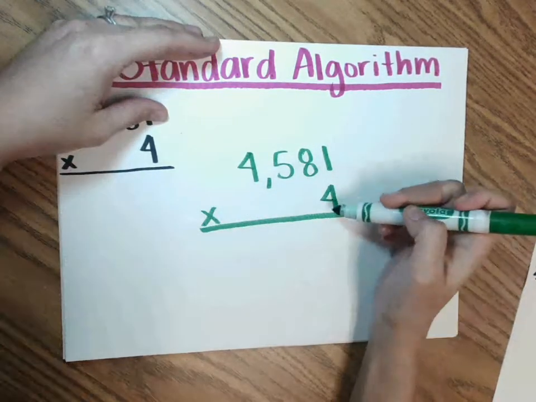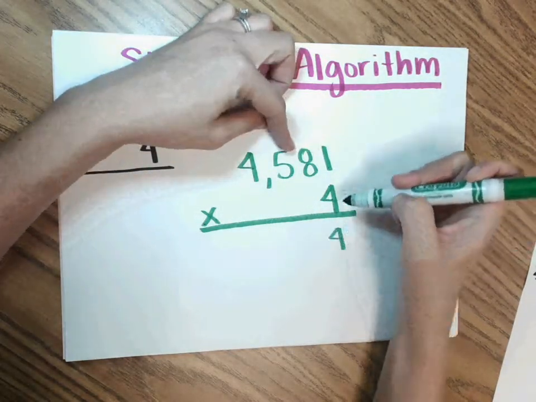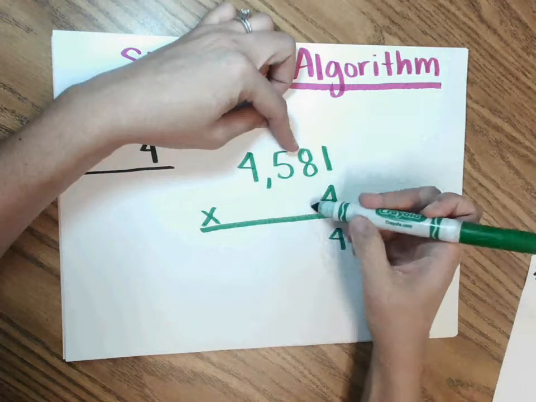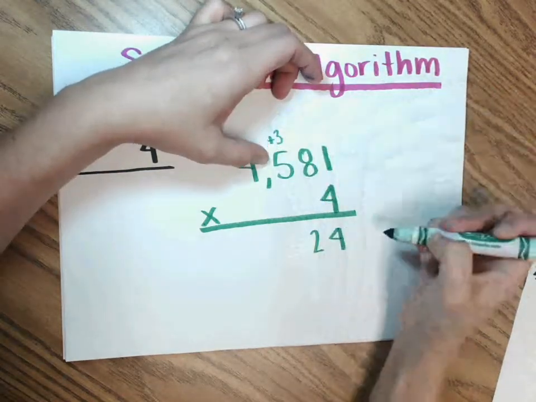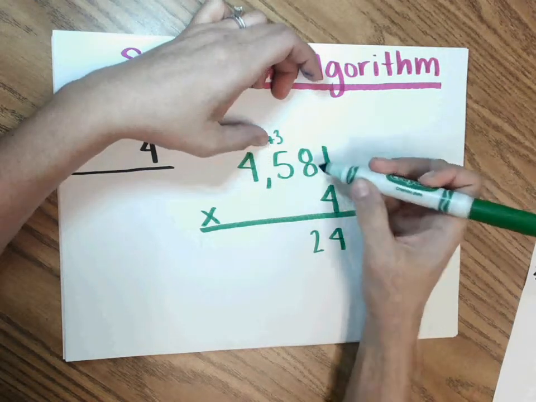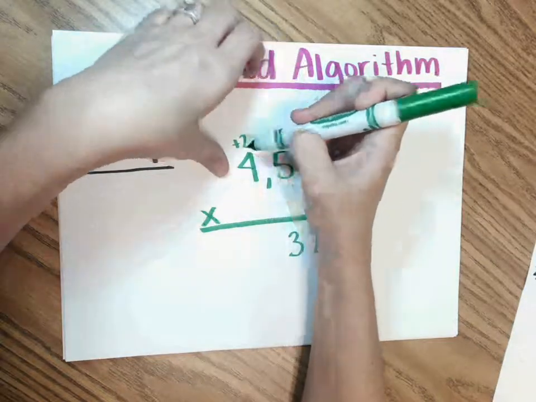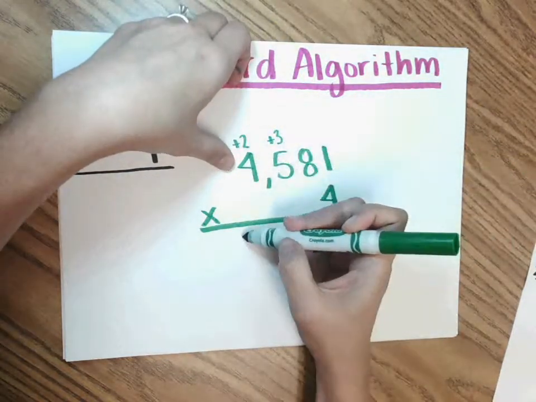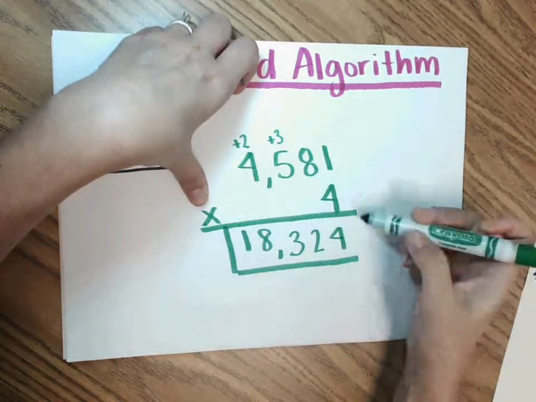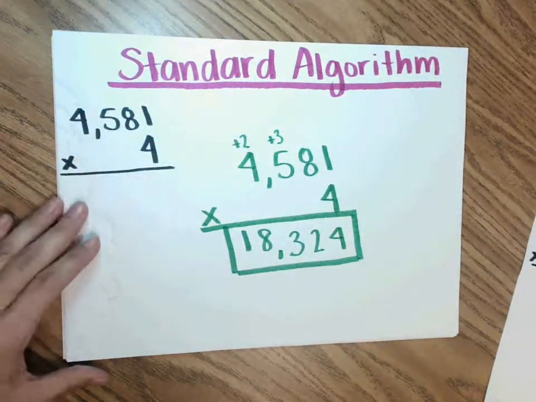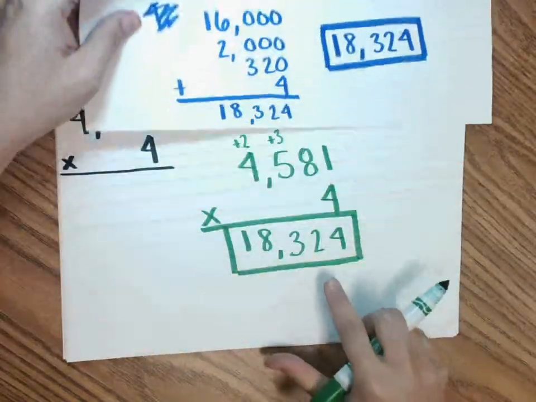And this is nice and easy because we only have one digit at the bottom. So 1 times 4 is 4. 4 times 8 is 32, so we put down our 2. We're going to add that 3 up here. 5 times 4 is 20 plus 3. We'll add our 2. 4 times 4 is 16 plus 2 is 18. And my answer is 18,324. You can see whichever strategy our students choose to use, they're going to get the same answer.